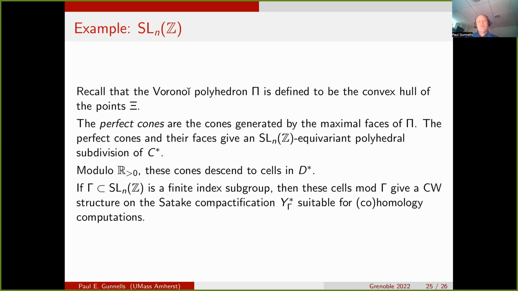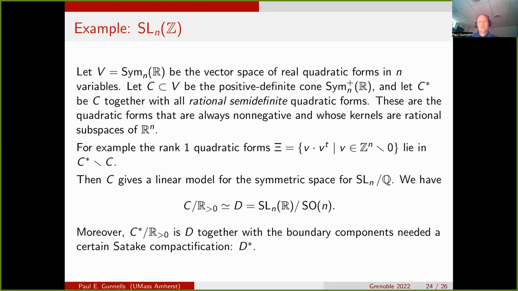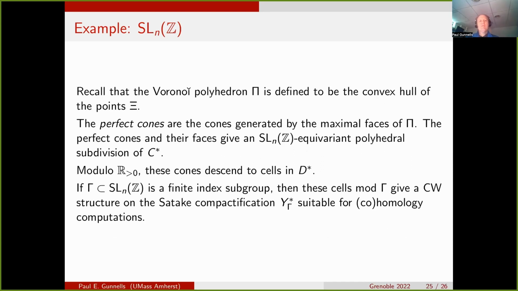The Voronoi polyhedron: we take the convex hull of these rank 1 quadratic forms, psi, and then the perfect cones are the cones generated by the maximal faces of that. If you take those cones and their faces, that gives you a decomposition of the big cone into smaller polyhedral cones. And modulo homotheties, they give you cells in D with these boundary components adjoined.